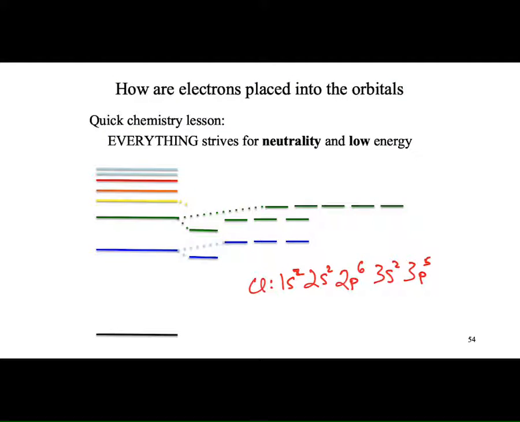So how many valence electrons does chlorine have? Well, our energy levels are 1, 2, or 3. 3 is our highest energy level. The 3s holds 2. The 3p holds 5. I get 7 valence electrons. I can now use that in Lewis structures.